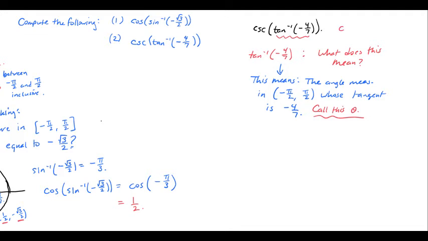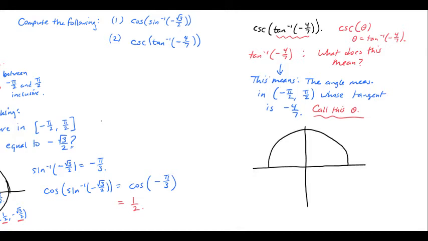So what we're looking for here is just the cosecant of theta, where theta is the inverse tangent of negative 4/7. And now I'm going to draw a picture in order to try and get some idea of what that theta looks like. All right, first thing to think about is what quadrant is theta going to be in if theta is the inverse tangent of negative 4/7?